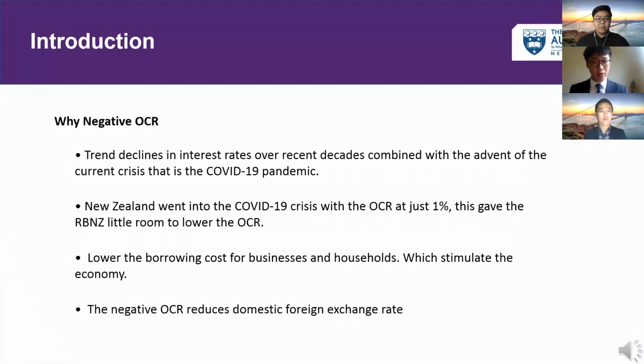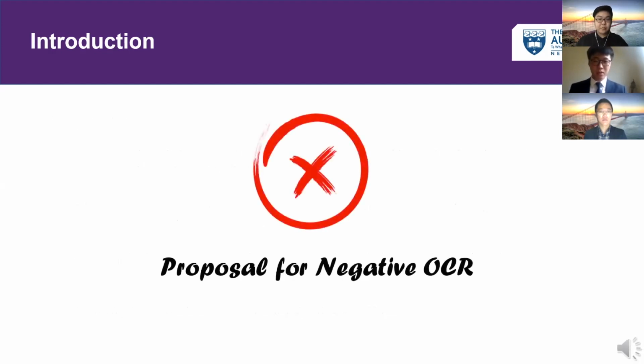The reason why the OCR may become very low or even negative is because New Zealand managed the COVID-19 crisis with the OCR at just 1%. This leaves obviously less room to lower. Lower borrowing costs for business and households stimulate the economy of New Zealand, and negative OCR reduces the domestic foreign exchange rate, which is good for exporters. However, there are so many disadvantages of implementing negative OCR in New Zealand, so we decide to argue against this proposal.